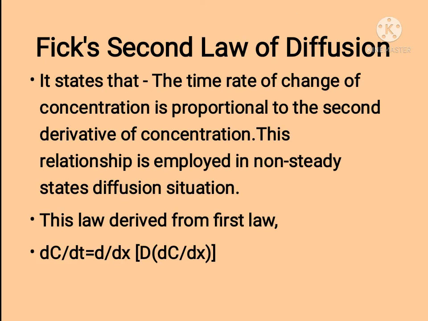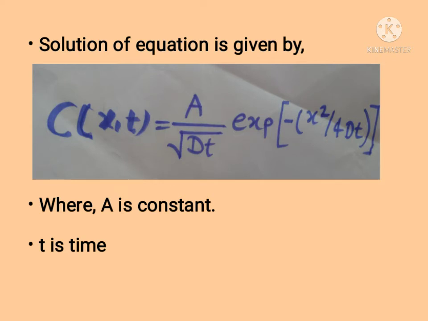The next point is Fick's second law of diffusion, which is derived from Fick's first law of diffusion. This law is applicable for non-steady state diffusion situations. It states that the time rate of change of concentration is proportional to the second derivative of concentration, which is given by dc/dt = D ∂²c/∂x². The solution to Fick's second law is given by this equation, where A is a constant.